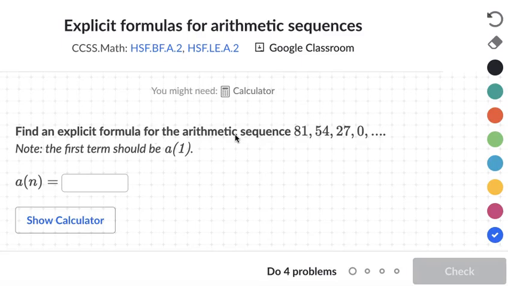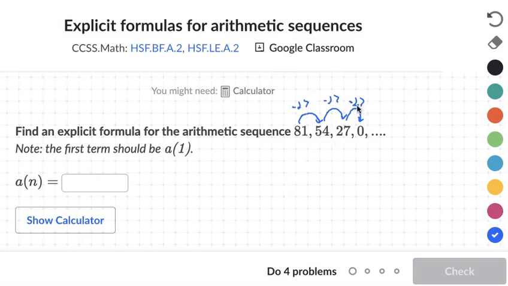Now, an arithmetic sequence is a sequence where we are adding the same number repeatedly each time. So let's take a look at the sequence here. We're wondering, what number are we adding each time? We have a pretty good clue here that we are subtracting 27 each time, or adding negative 27, because 27 minus 27 equals 0. And we already know this is an arithmetic sequence because they told us. So we are subtracting 27 each time.